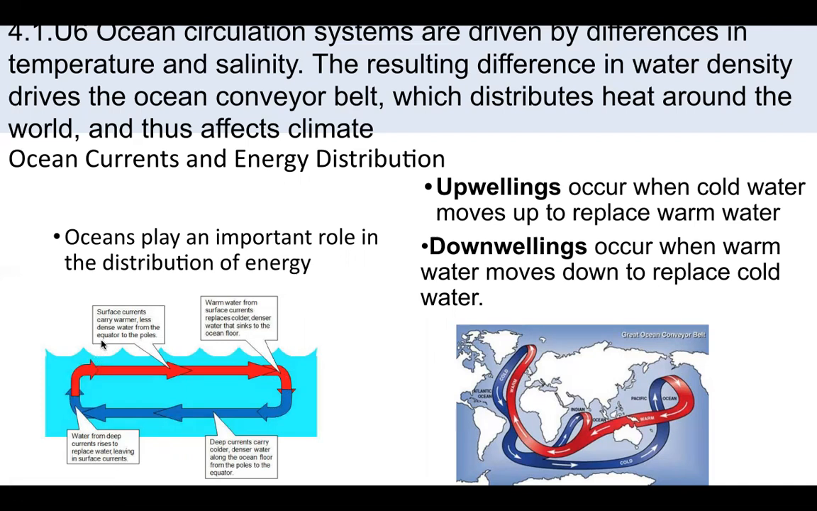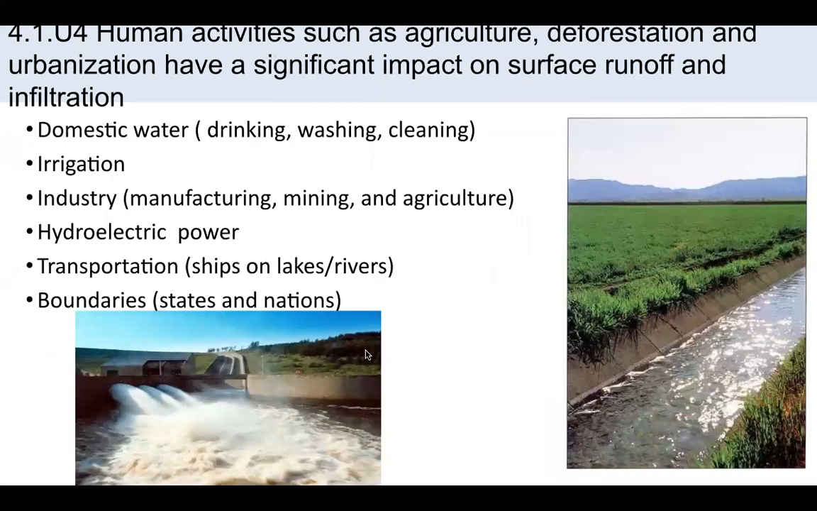Effectively, if you think about it, without that ocean conveyor belt, most of the heat would just go right to the center of the earth, and there would be very little heat on either end. And of course, it's still colder on the poles, but the conveyor belt really helps to moderate things, make it a lot less extreme than it would be otherwise.